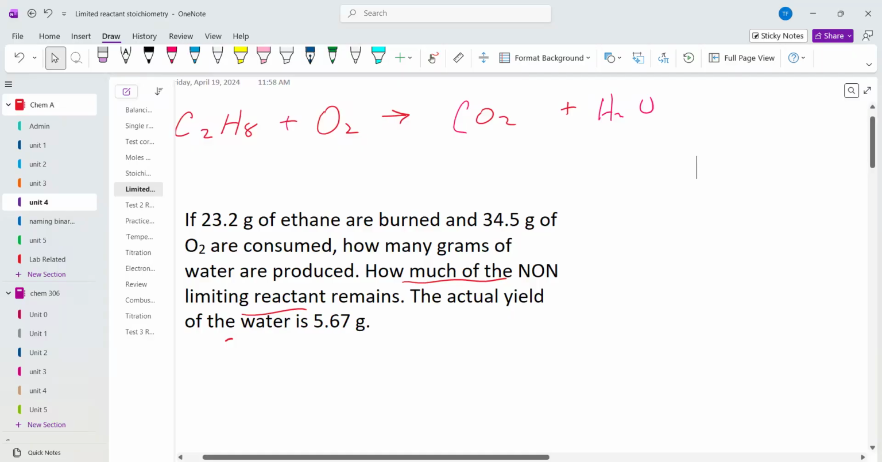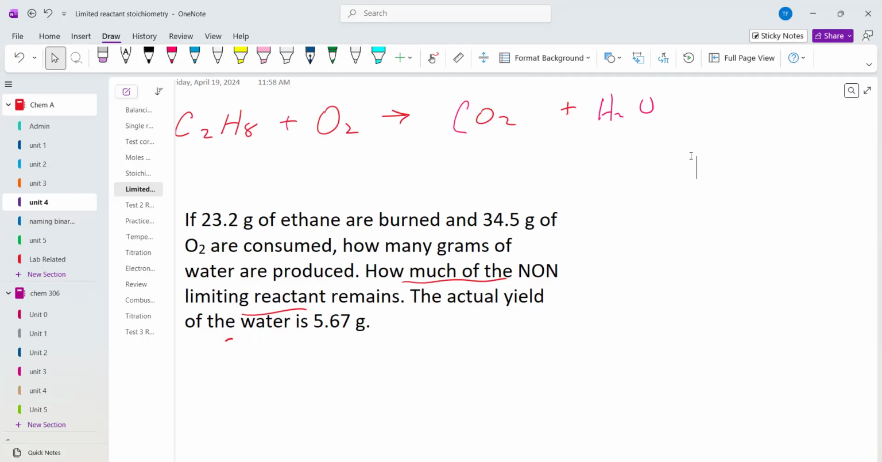Okay. This is a typical limiting reagent or reactant problem. What are the givens here? 23.2 grams of ethane and oxygen. It's two givens. Whenever you see two givens, we've got to do the same process we went through with the bicycles. We've got to figure out which one makes the least amount of product if the other one was in excess. Okay, so step number one is the reaction.